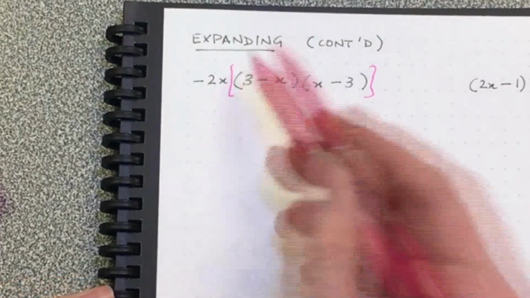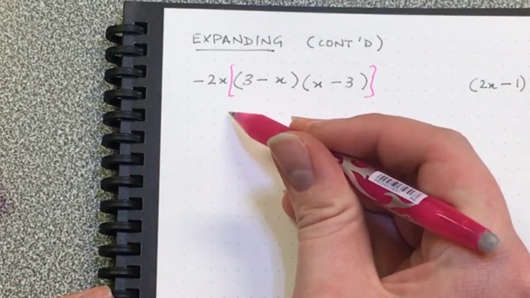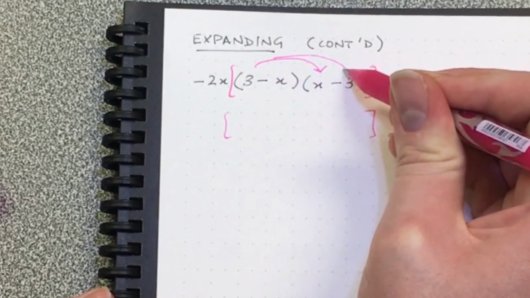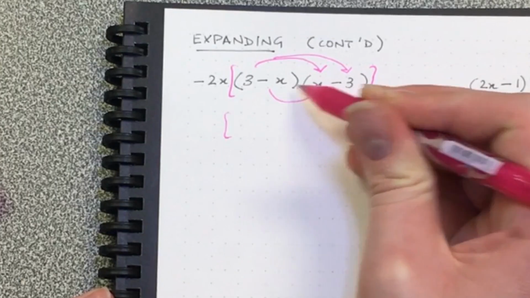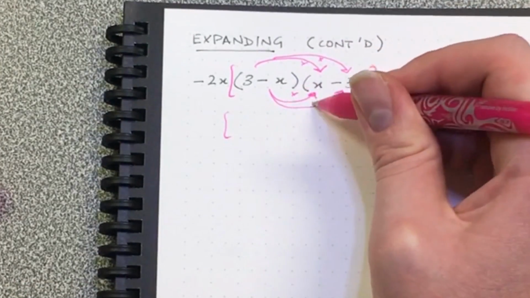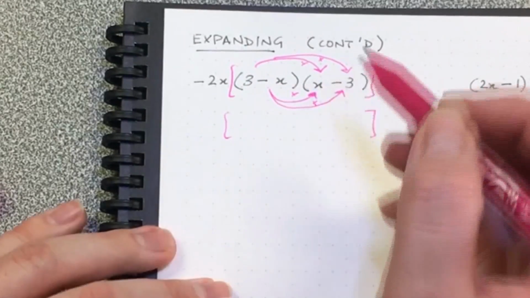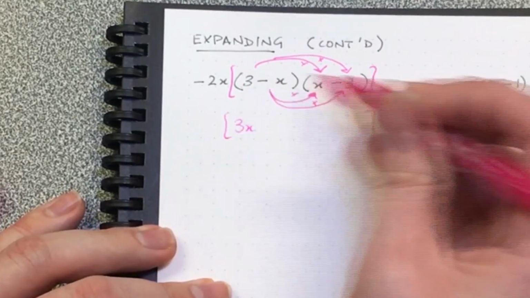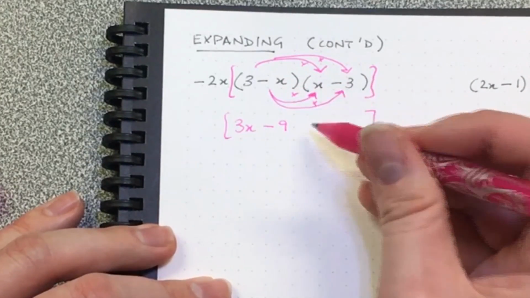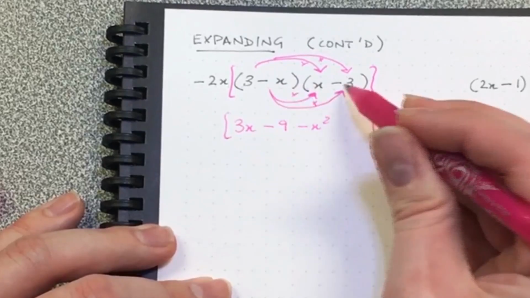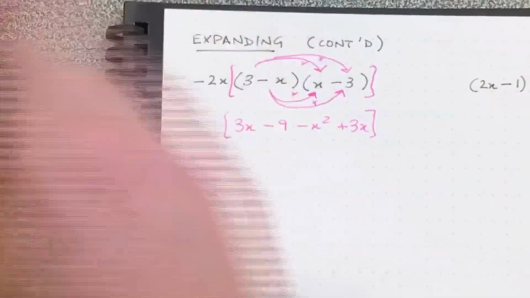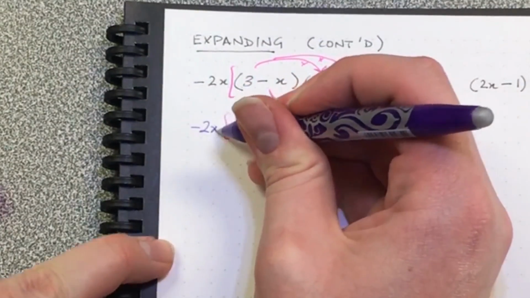And I put what I would refer to here as my square brackets. And what I'm going to do is expand these first. So there we go. And I'll multiply this here and this there. So multiply, multiply, multiply, multiply. So 3 times x would get me what? 3x. 3 times negative 3? Negative 9. Negative x times by x? And negative x times by negative 3? Positive 3x. That it is, positive 3x. And we've got this negative 2x there.